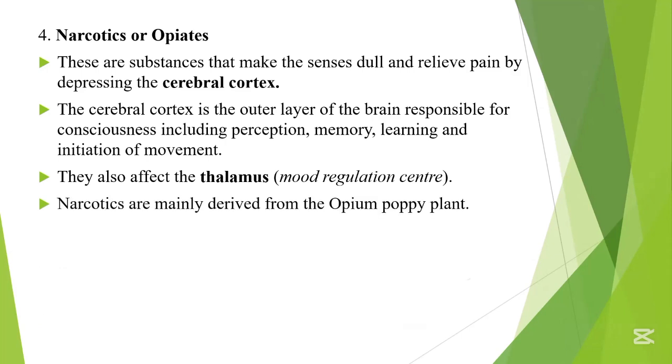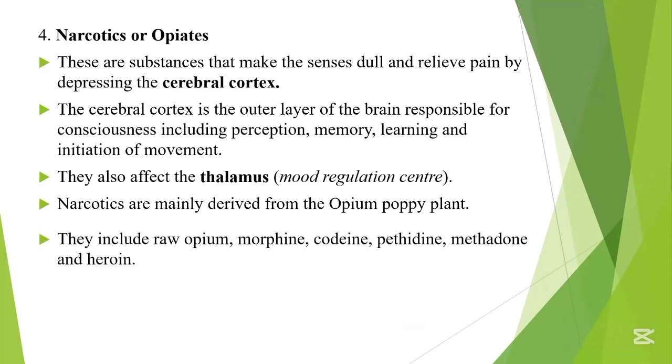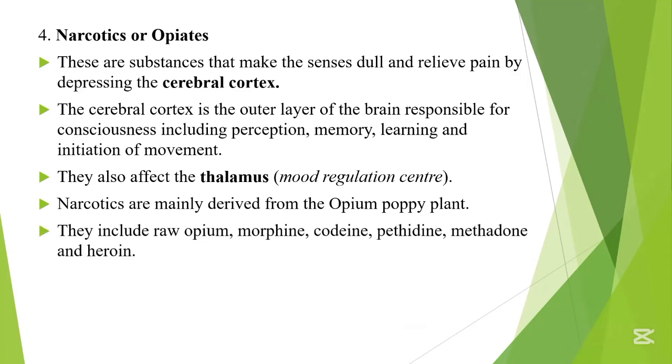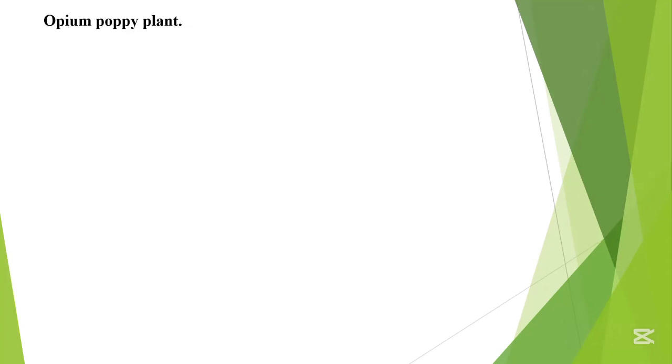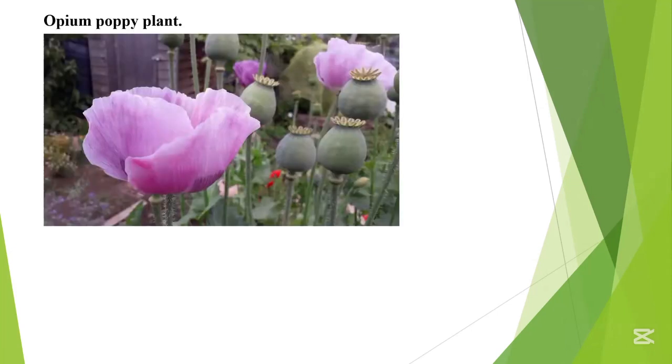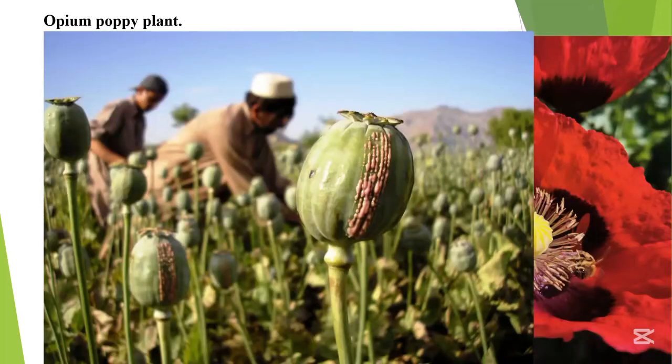So narcotics are mainly derived from the opium poppy plant. I'm sure some of you are familiar with the opium poppy plant, from which we derive or make narcotics or opiates. So they include raw opium, morphine, codeine, pethidine, methadone, as well as heroin. Opium poppy plant looks like that when it is being grown. It looks like that when it is ready for harvest.